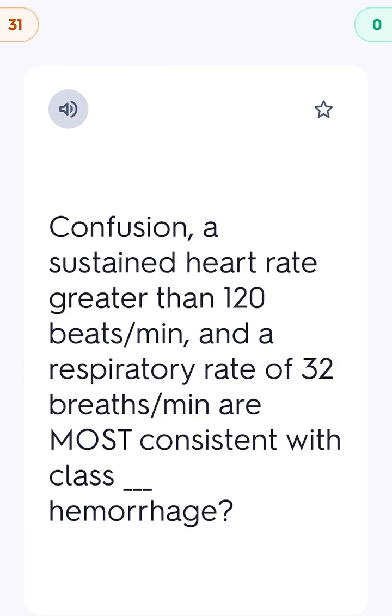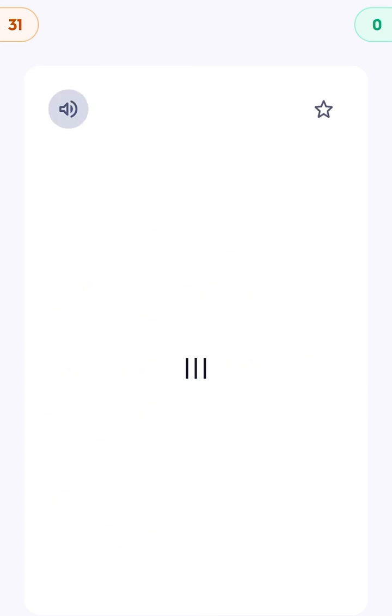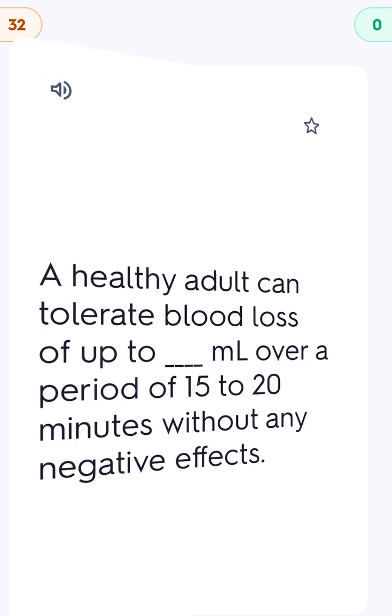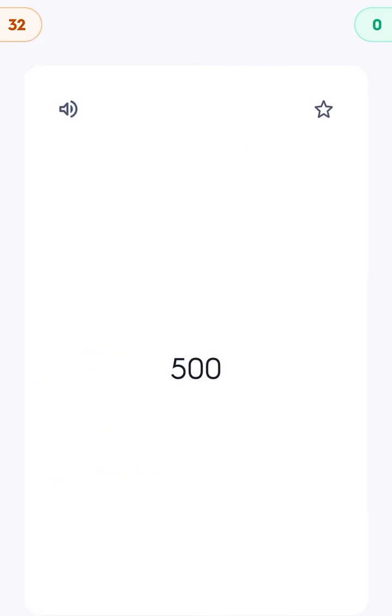Confusion, a sustained heart rate greater than 120 beats per minute, and a respiratory rate of 32 breaths per minute are most consistent with class blank hemorrhage? The third. A healthy adult can tolerate blood loss of up to blank ml over a period of 15 to 20 minutes without any negative effects. 500.